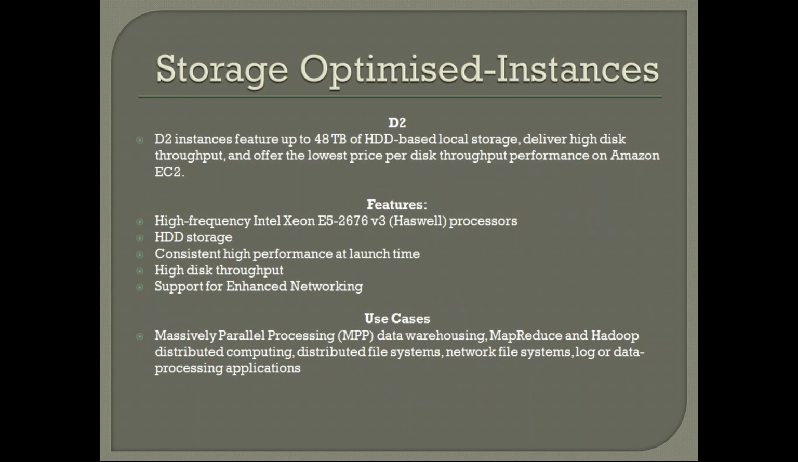So the next storage optimized instance is D2 instances. Features up to 48 TB of HDD. The HDD, as I said, hard disk drive based local storage, delivers high disk throughput and offers the lowest cost per disk throughput performance on Amazon EC2. Features high frequency Intel Xeon E5 2676 Haswell processor, HDD storage, as I said, up to 48 TB of HDD storage can be done.